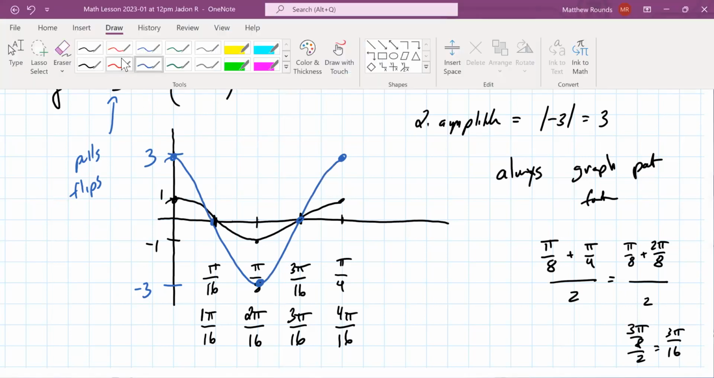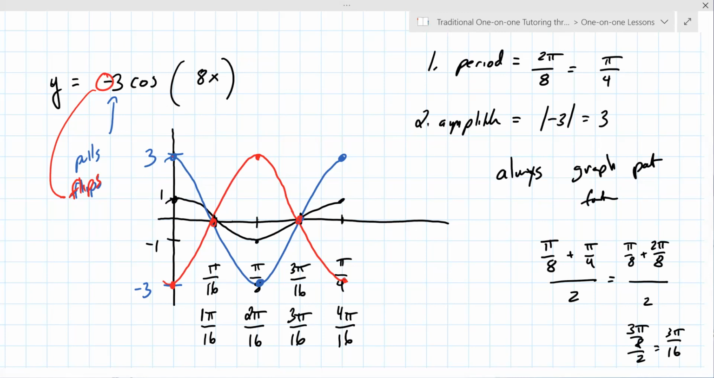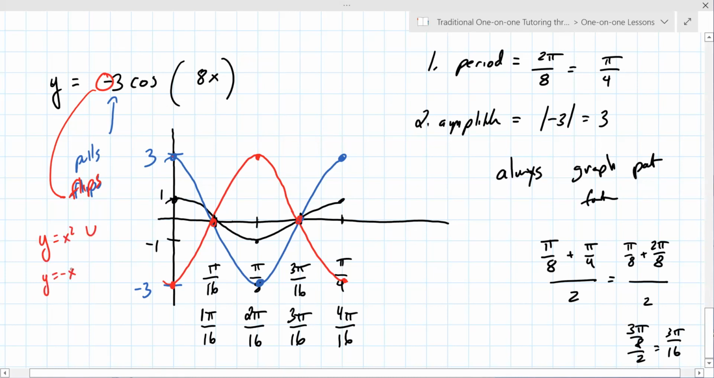And then the negative is the flip. Change the color on that. So that moves everything over the x-axis, but the ones on the x-axis stay the same. And you can see that it has this new shape like that. So it just inverts it. If you recall, like a quadratic, remember y equals x squared opens up, y equals -x squared opens down. That's what the negative does. It flips it over the x-axis.